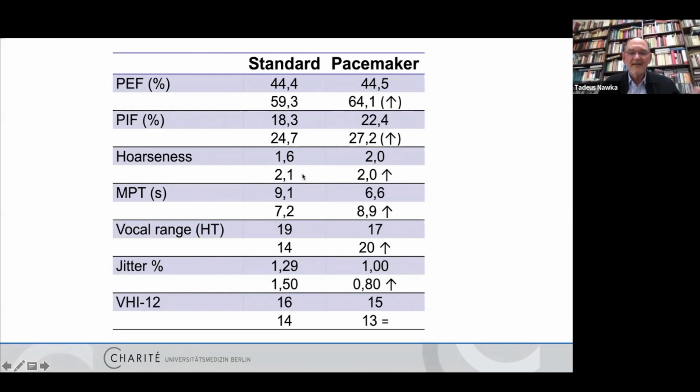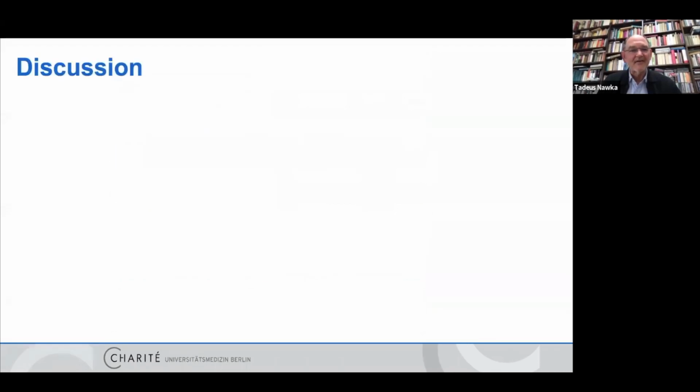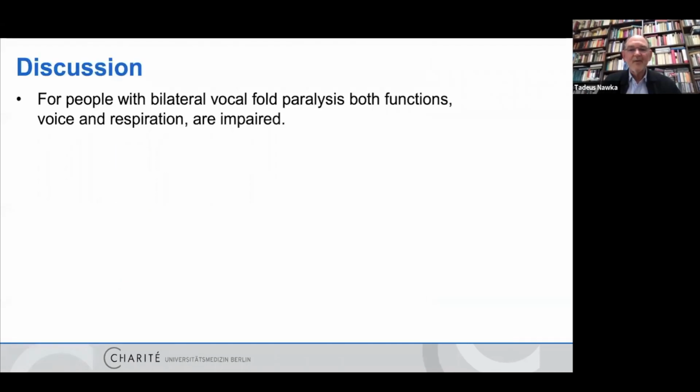And if you look at these numbers, then you can see that the pacemaker of these 7 patients that we evaluated even was a little bit better than the standard, but you cannot say if this is significant or not. It's just a tendency. It's at least not worse. And this is very encouraging for us to go on with the pacemaker and to implant it later on.